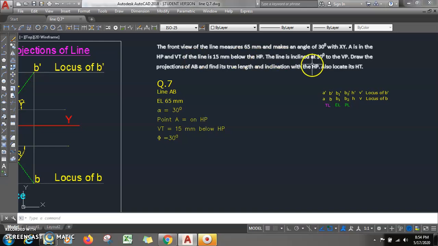In this video, we will solve one problem on projections of lines. Okay, let us read out the problem statement first.